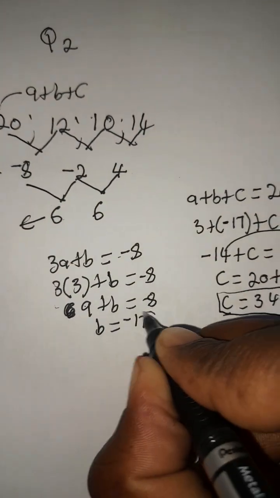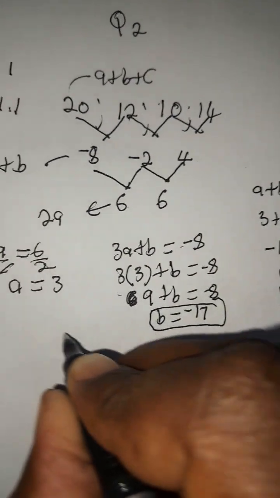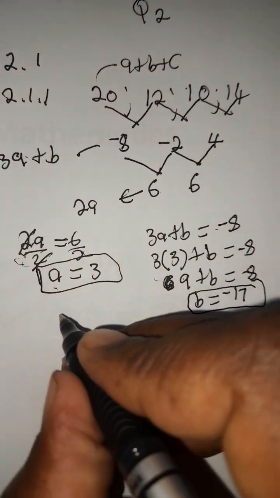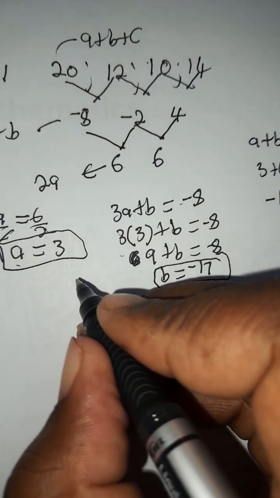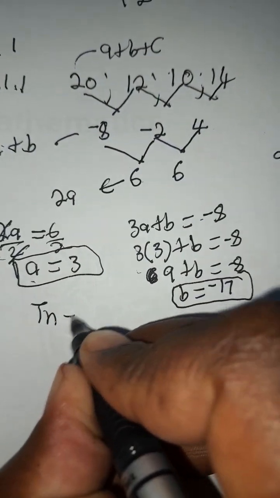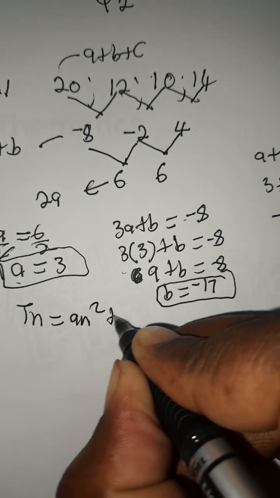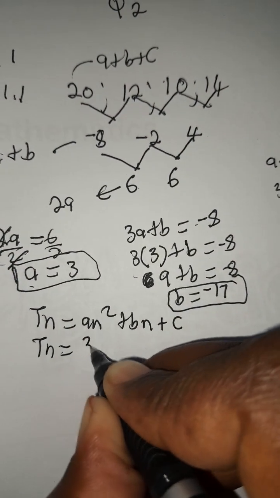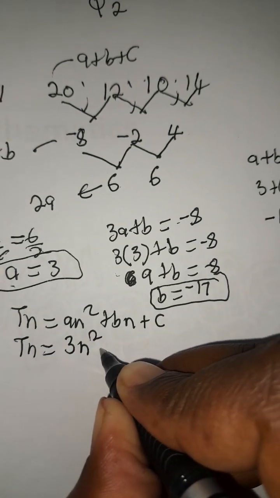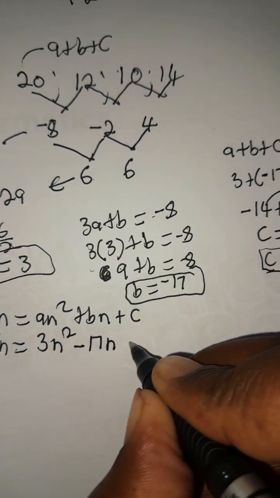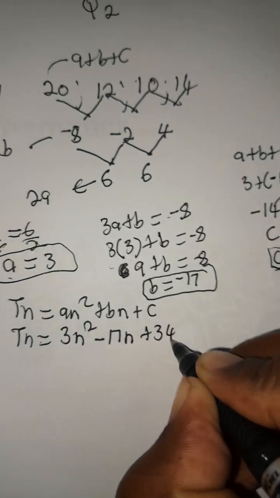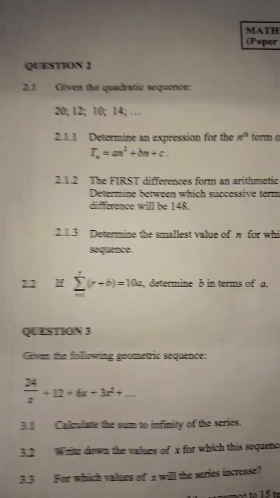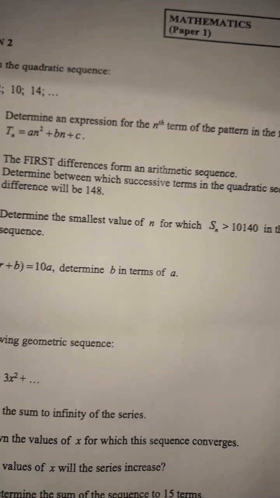Right, we already have c as 34, b as negative 17, and a as 3. Remember, they said we must give our pattern in the form Tn equals an squared plus bn plus c. Your a is 3, so it's going to be 3n squared. Your b is negative 17, so it's going to be negative 17n plus 34. So that's how you can get those 4 marks.